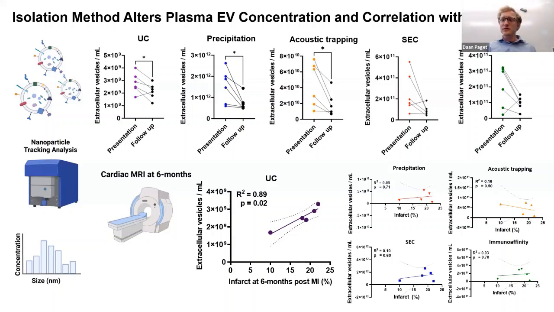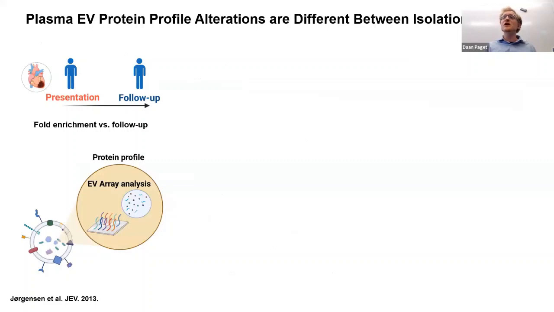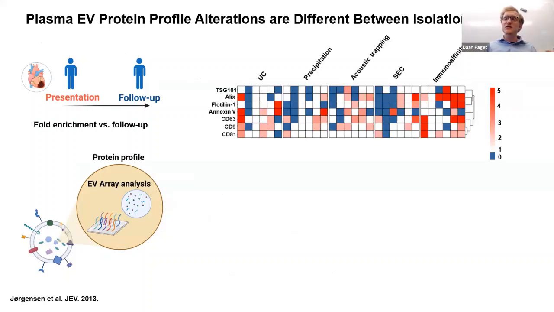Moving forward from the data, we then wanted to look at the protein data. We did the EV array analysis in these samples, and we expressed the data as fold at time of presentation versus the same patient at 1 month follow-up. Again, when we look at the extracellular vesicle markers, we find quite distinct differences between the different isolation groups, where red in this heat map indicates an increase at time of presentation, whereas blue indicates a decrease. We can see that there is intervariability between patients.